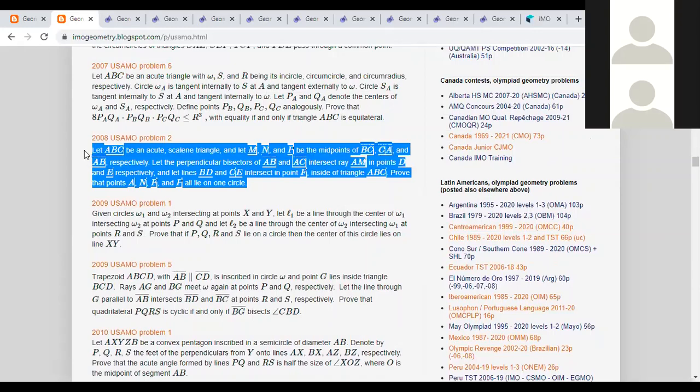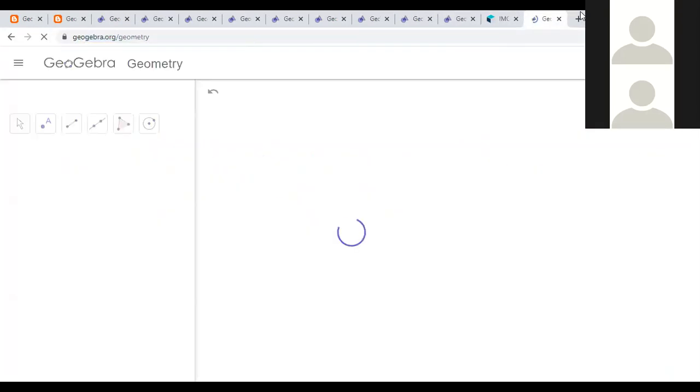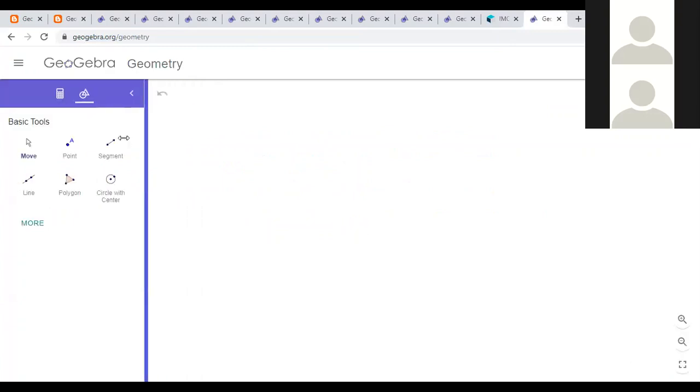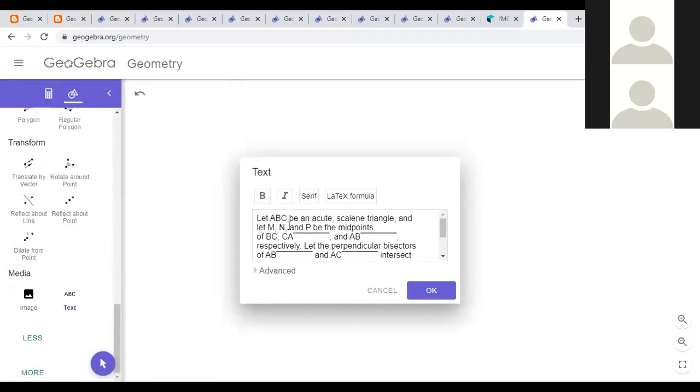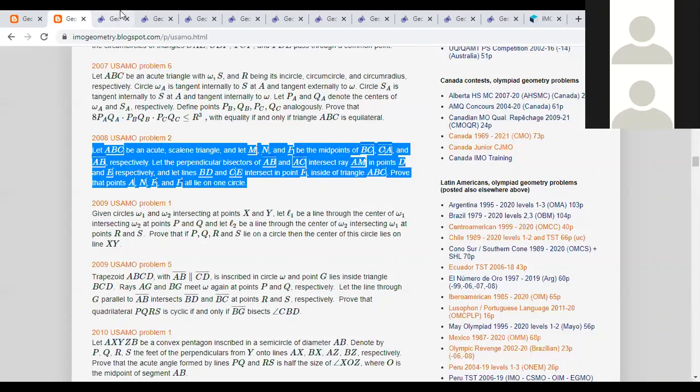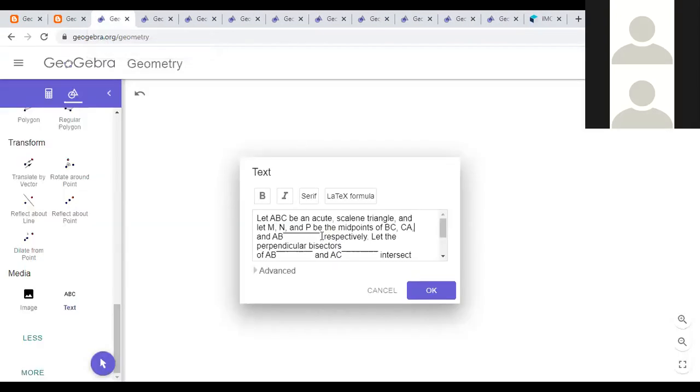This one might be easy, but I'll try it. Oh, that's weird. Okay, so this is USAMO 2020.